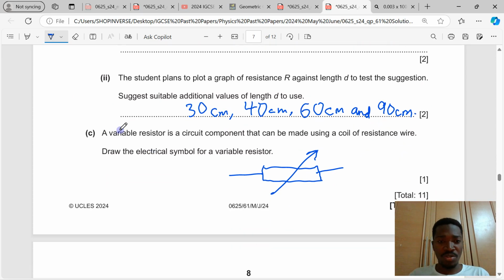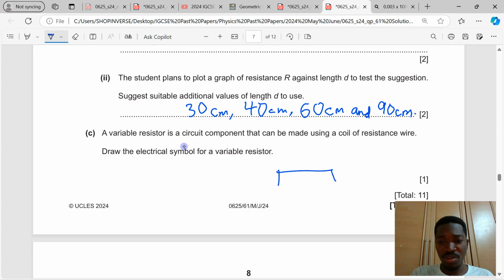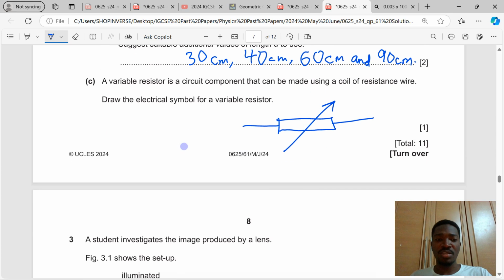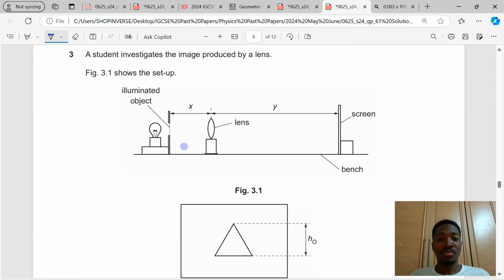The last question is: a variable resistor is a circuit symbol that can be made using a coil of resistance wire. Draw the electrical symbol of a variable resistor. That's what we have here. Just the symbol of a normal resistor with an arrow across it, indicating that you can increase or reduce the resistance.